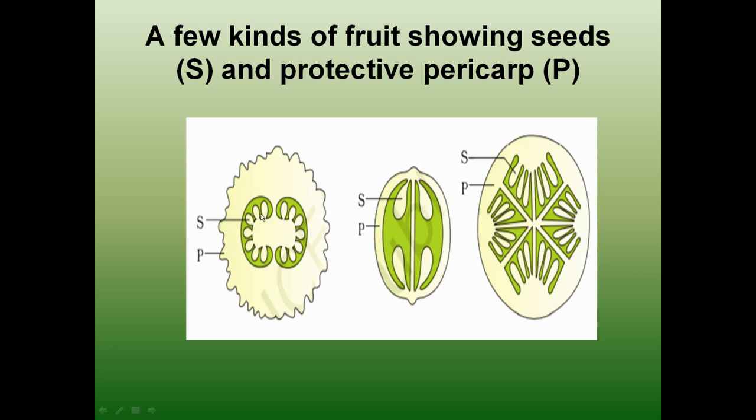Seeds are represented by the symbol S, and pericarp is represented by the symbol P. In this case these are the seeds, and the fruit wall is here. Similarly, in this case, the seeds are represented as S, and the pericarp is represented by the symbol P. PE refers to the pericarp, which is also called the fruit wall.